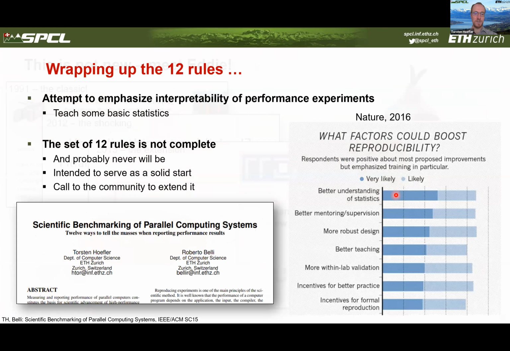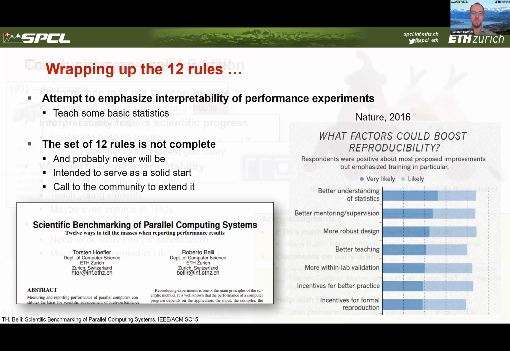So wrapping up the rules and coming to an end of the talk, we really want to emphasize interpretability of performance experiments. These rules are mostly to teach young scientists, but also experienced scientists, and you can find more explanation in this paper and actually real recipes for how to benchmark. And this matches very well the Nature 2016 questionnaire, where the question was, what factors could boost reproducibility? And one of those was better understanding of statistics. So this is really half of the talk: better understanding of statistics and better mentoring, supervision, and more robust design, and also better teaching. So I'm actually also teaching these benchmarking strategies now, which is very important, I believe.